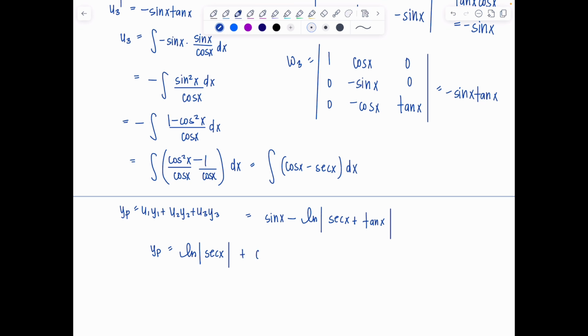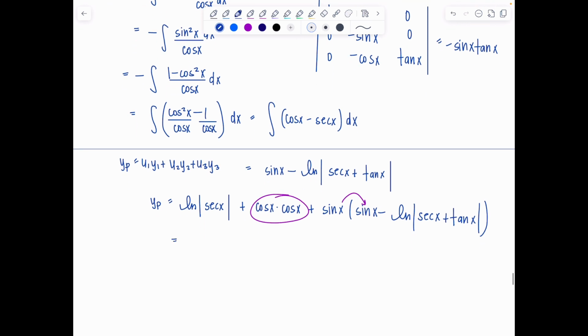Plus cosine x plus sine x times all that stuff up above, sine x minus ln absolute value secant x plus tan x. Okay. Notice, please notice, this is sine squared x, this is cosine squared x, so that's just 1. How fancy. So this is 1 plus ln absolute value secant x minus sine x ln absolute value secant x plus tan x. Do I have everybody?